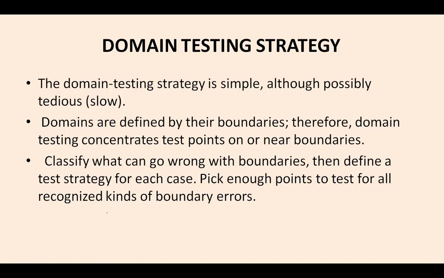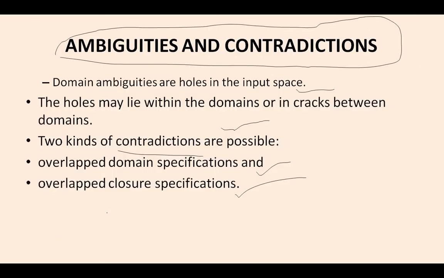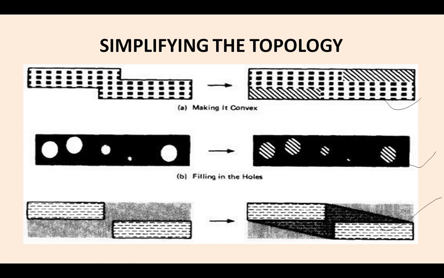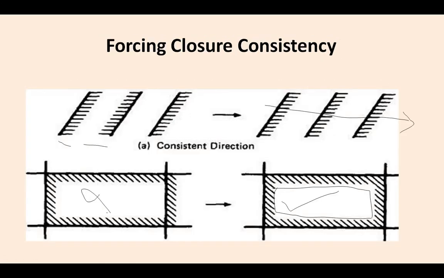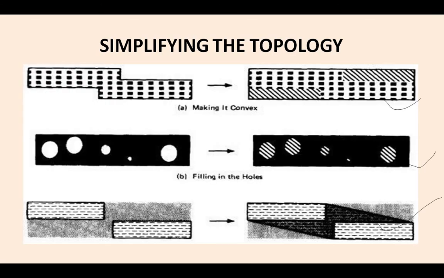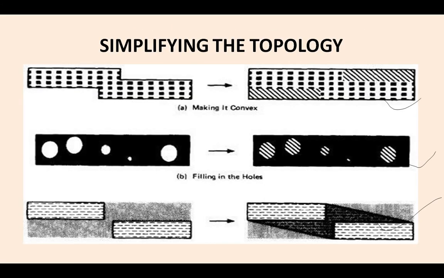Right? Okay. So these are the various properties of the nice domains as well as the ugly domains. And these are the other added things, ambiguities and contradictions of the ugly domains. We can simplify such topologies by removing the concavities, filling the holes, and joining the disconnected pieces, as well as by making the direction unique and making everything completely consistent. Okay, so like this we can turn a complex topology into a simplified topology, and we can make the ugly domains into nice domains.